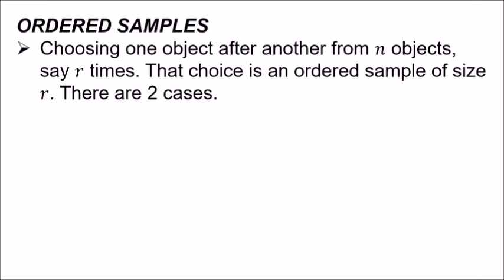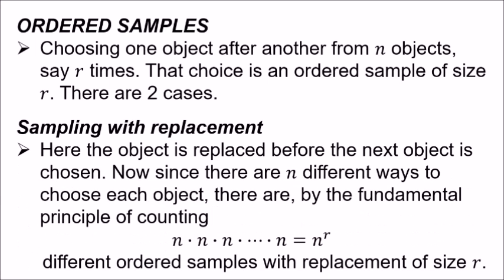Next is about ordered samples. What is this? Choosing one object after another from n objects, say r times, that choice is an ordered sample of size r. There are two cases. The first case is sampling with replacement.